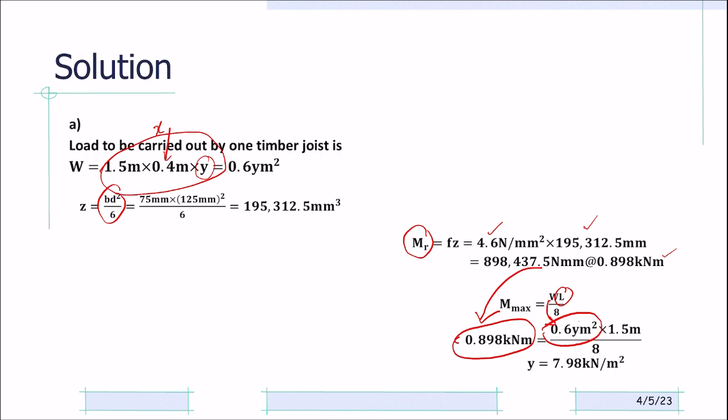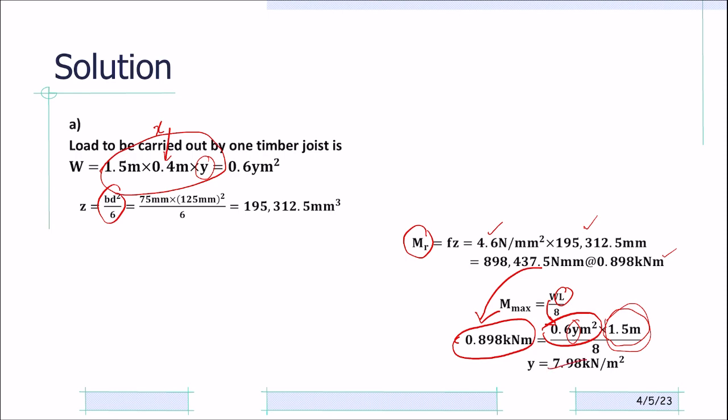1.5 meter darab 0.4 meter size itu. Okay, tapi berapa untuk 1 meter square? That's what we're trying to find, this Y. And 1.5 adalah the L length, which is tadi 3 meter. So with the introduction of the beam, dia dah jadi half of it, which is 1.5 meter bagi dengan 8. Then you will get 7.98.